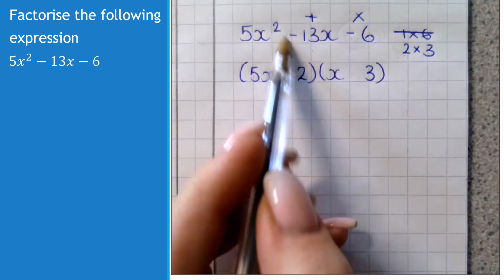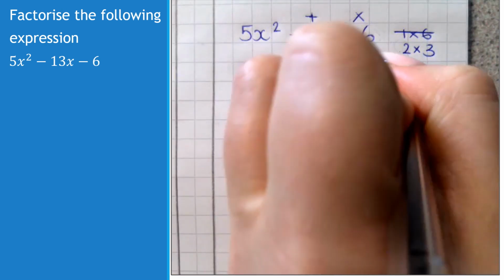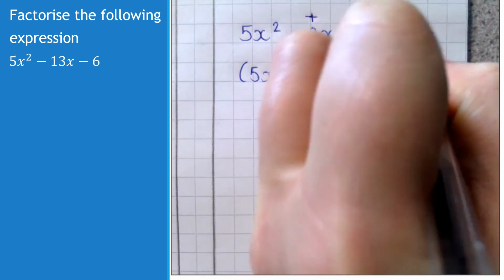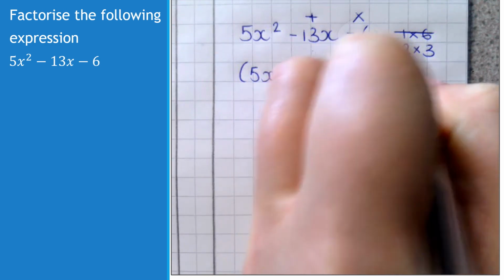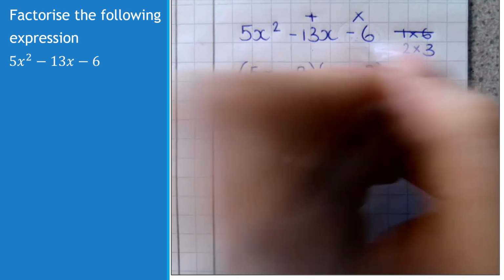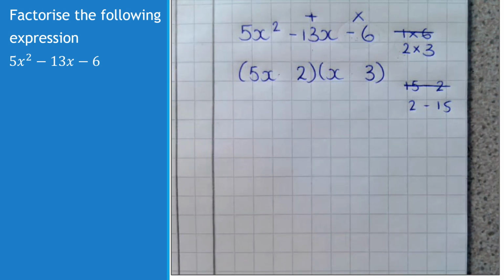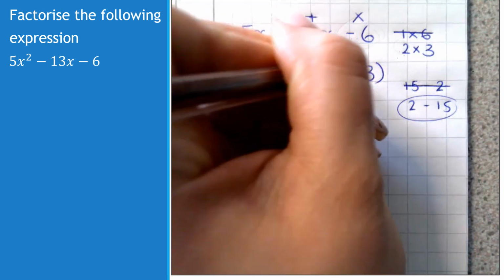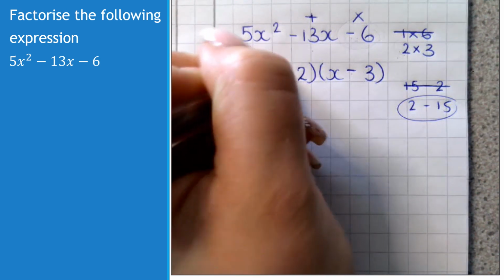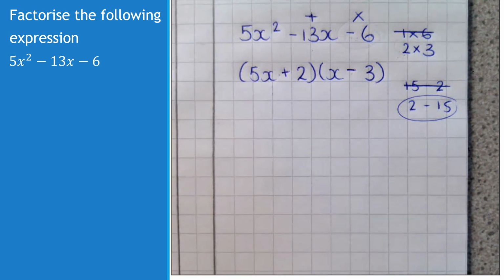Now, because I want negative 13, am I going to do 15 minus 2 or 2 minus 15? Well, 15 minus 2 is going to give me positive 13, so I don't want that. So this is the order that I need. So because I need the 15 to be negative, this bracket here is going to be negative and the 2 will need to be positive. And again, you can expand your brackets like we did in the last one to check that that works.